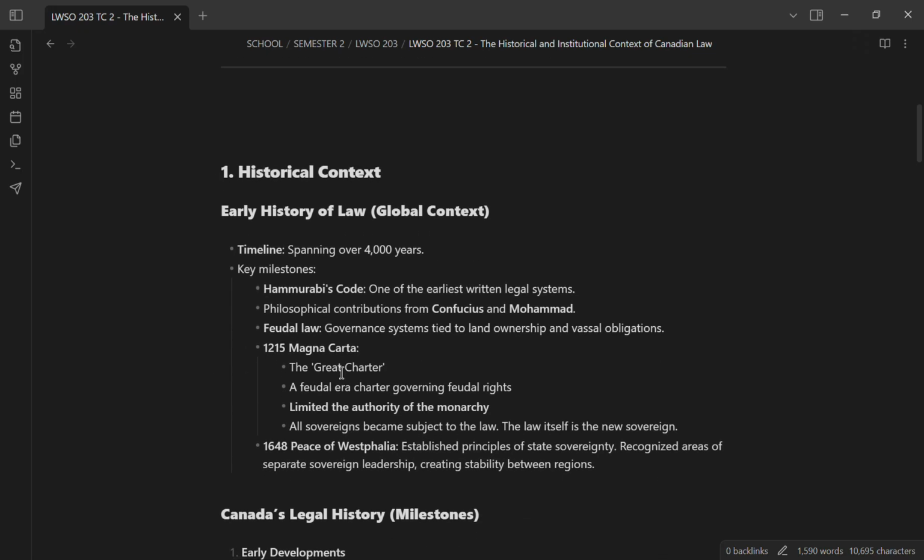It's been around for 4,000 years. We had a lot of initial key milestones, right? Hammurabi's Code, which was an early written legal system. Confucius and Muhammad contributed in things like Islamic law and such. We had feudal law, which was a governing system tied to land ownership. That existed for a while, especially in the medieval ages.